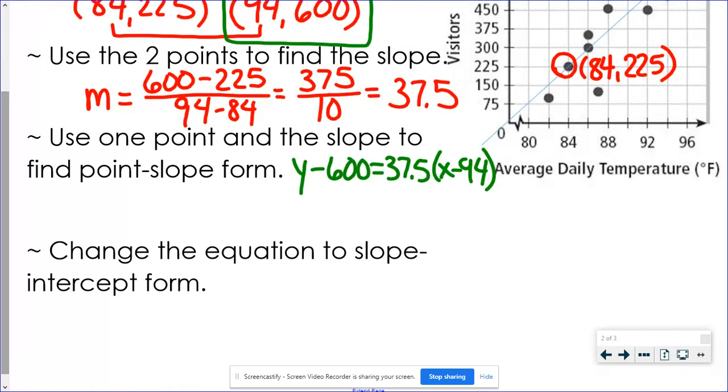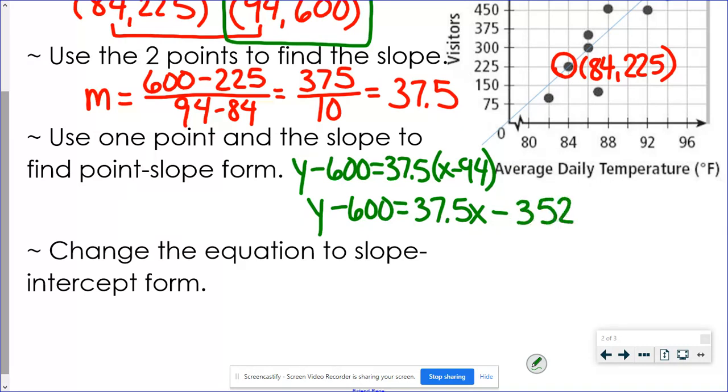That's where we've got to show a little bit of work, right? We've got 2 steps. Distribute, move the number with the y. That's what we're doing every single time. So when I do my distribution, I'm just going to show my work right underneath this, y minus 600 equals 37.5x minus, I've got 35,250.